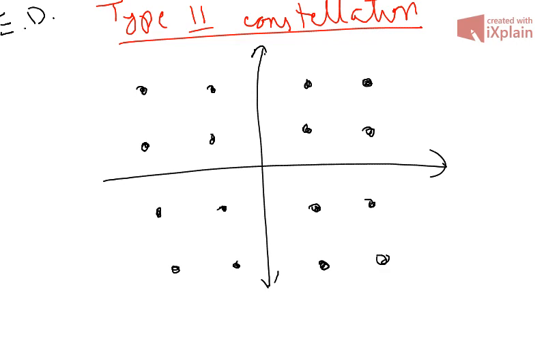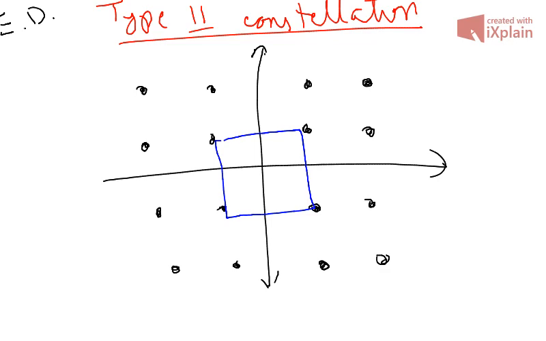If you see, the energy of these points which are on this square is the same, right? You can prove that the energy of these signal points is the same. Similarly, you have another square.